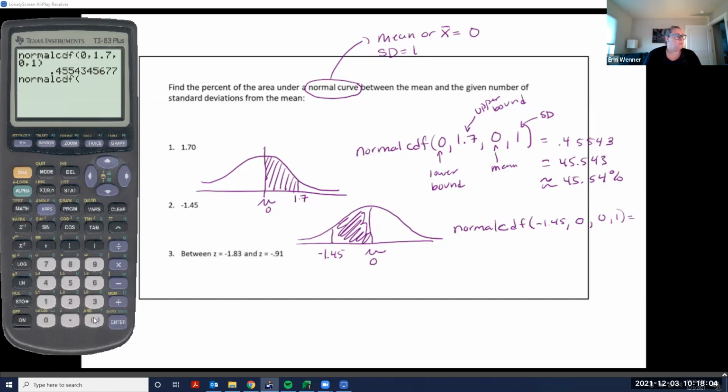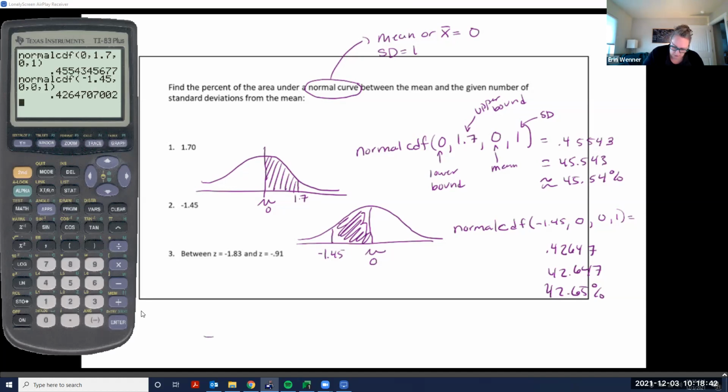So we're going to do normalcdf of negative 1.45, comma 0, comma 0, comma 1, and parenthesis, and press enter. And we get 0.42647, which is 42.647 or 42.65%. Number 3 says between z-scores of negative 1.83 and negative 0.9.